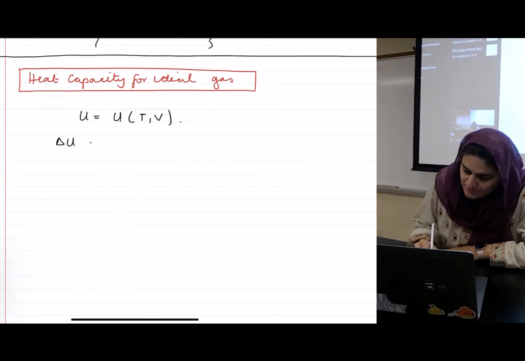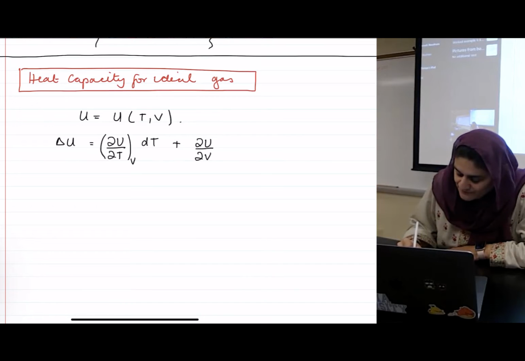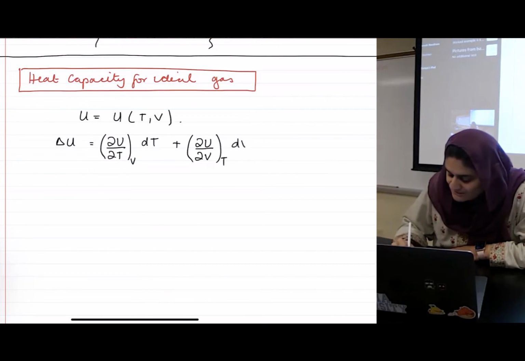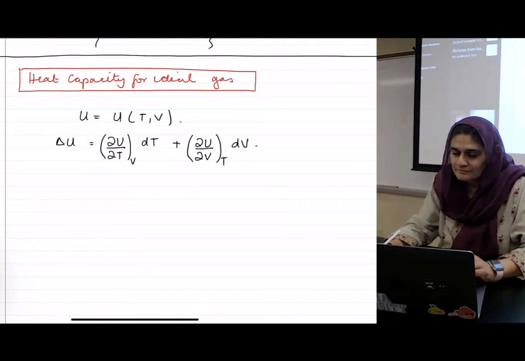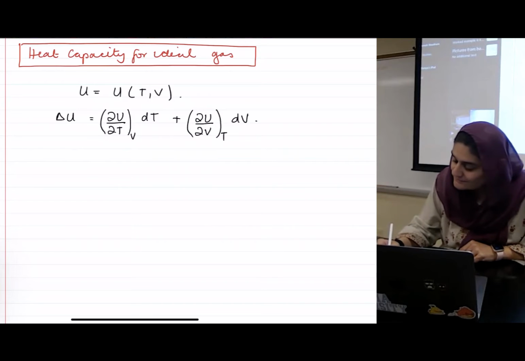Delta U will now become partial U over partial T when the volume is kept constant, dT, plus partial U over partial V when the temperature is kept constant, dV. Okay, so put this in a box.